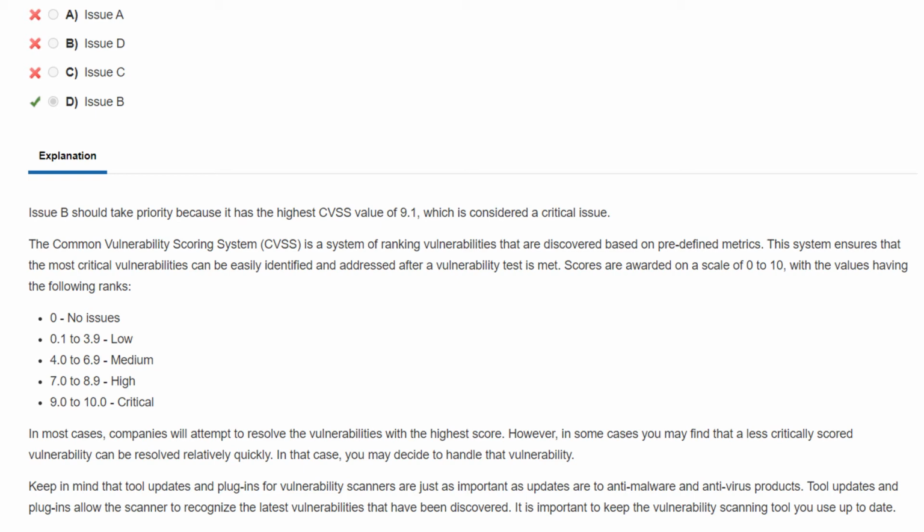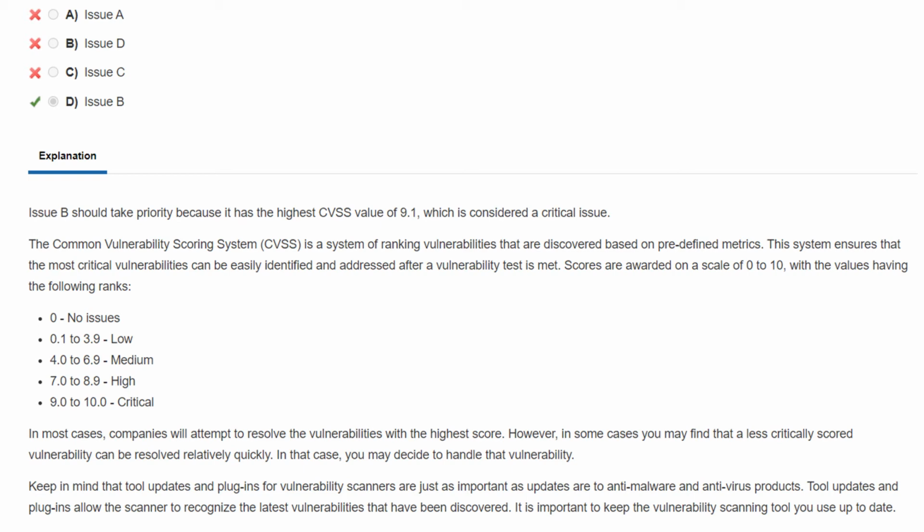Scores are awarded on a scale of 0 to 10, with values having the following ranks. 0 means no issues. 0.1 to 3.9 means low. 4.0 to 6.9 means medium. 7.0 to 8.9 means high. And 9.0 to 10 means critical.